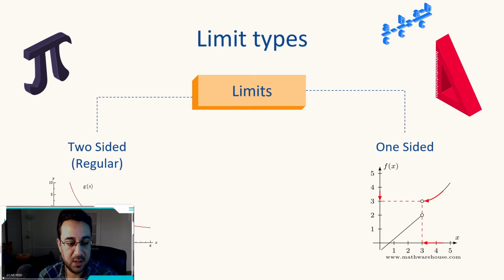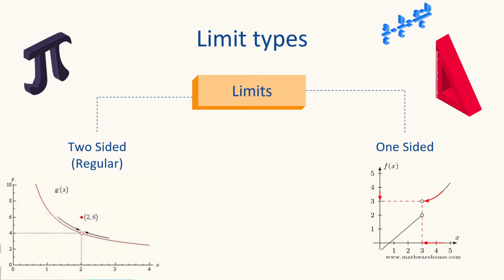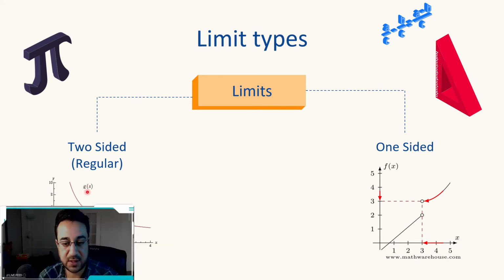What's the difference? With a two-sided limit, you have a certain point on the graph that you want to approach from the right or from the left, like x approaching 2 in this case from the left. You can see this arrow approaching that point, and x approaching from the right, then you're approaching 2 as much as you can on the graph of the function g of x in this case.